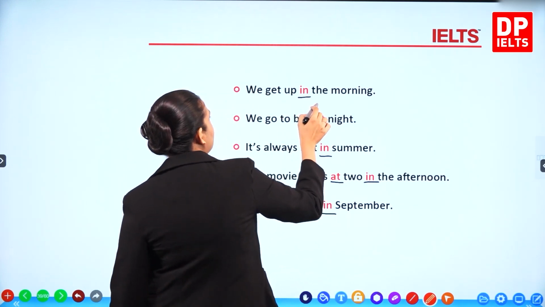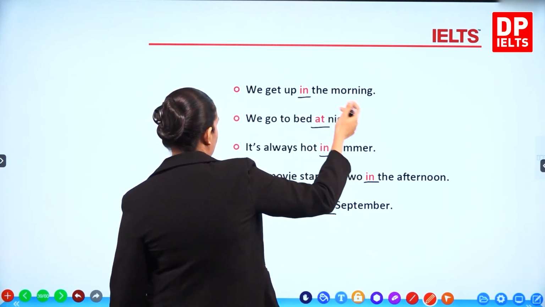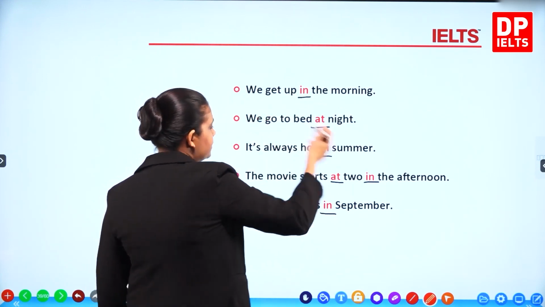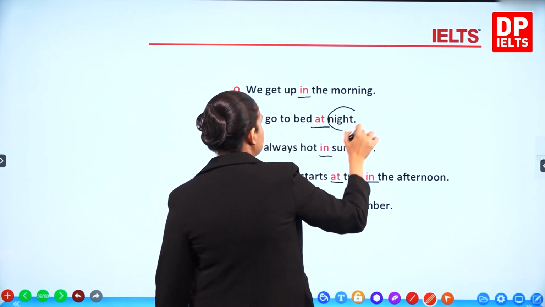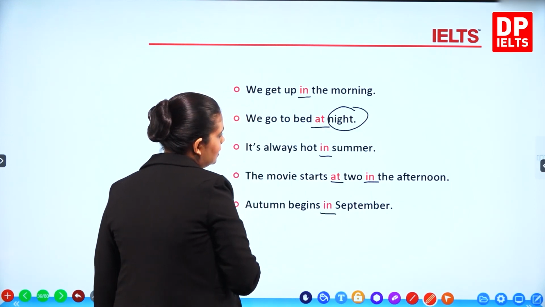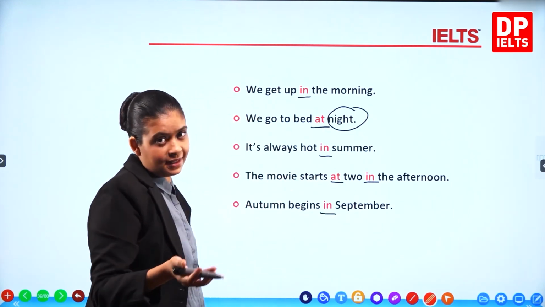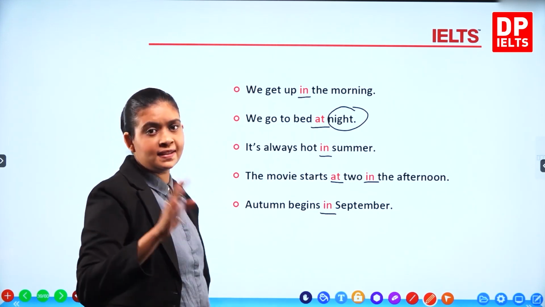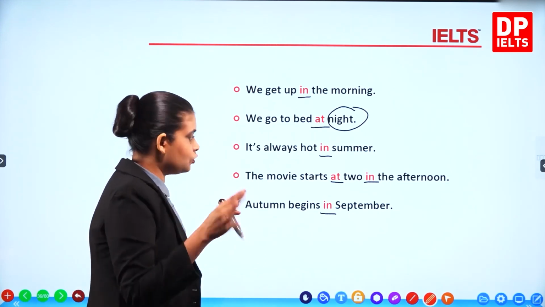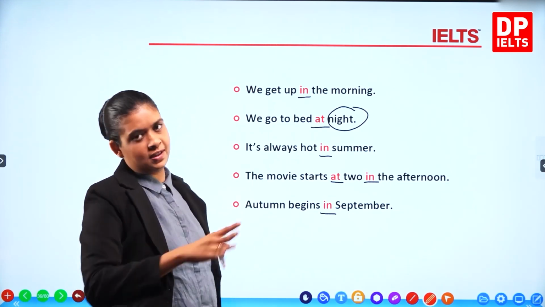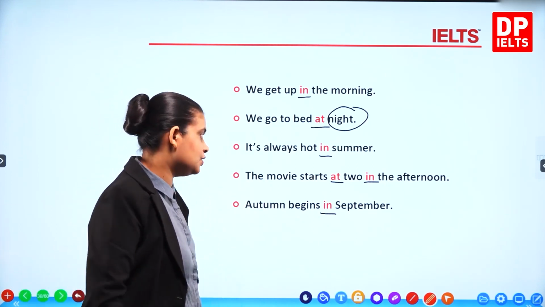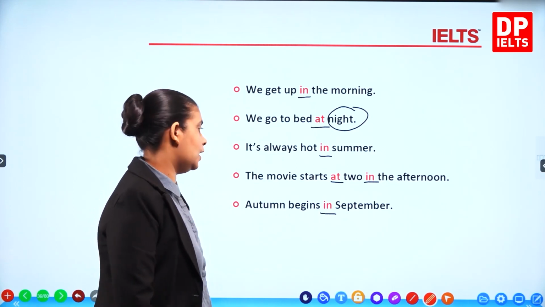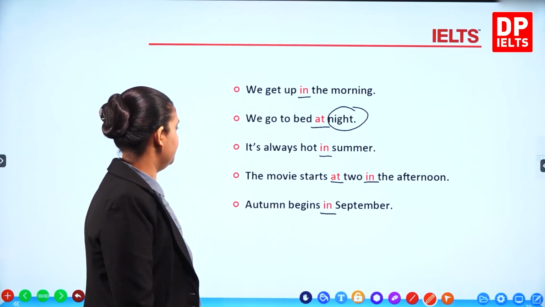So in is the time frame of the morning, so it is less specific, so you could use in the morning. Night is a very specific time, so you could use at. Summer again is a season, so you could use in. 2 means a very specific time, so at 2, but afternoon is an entire time, very generalized, so in the afternoon. September again is a month, and therefore you could use in, right?